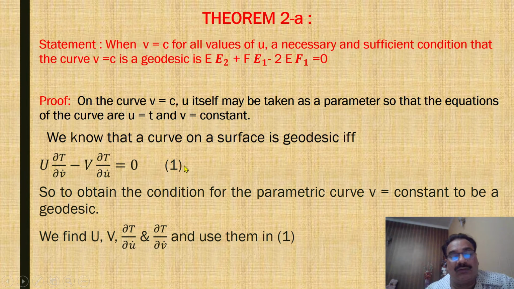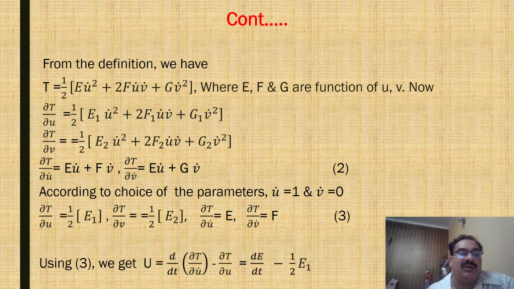This is equation number 1, which is the statement of theorem 1 in geodesic. So to obtain the condition for the parametric curve v equal to constant to be a geodesic, we find U, V, ∂T/∂u dot and ∂T/∂v dot, and use them in equation 1. Now the only question is how to find U, V, ∂T/∂u dot and ∂T/∂v dot. So we will look in the next PPT.